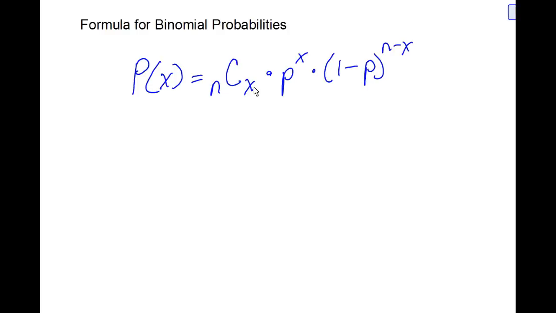of your number of trials, choose the number of successes that you want, times the probability of successes raised to however many successes you want, times the probability of a failure raised to basically the number of failures that you're looking at, because it's the total number of trials minus the successes, which would leave you with the number of failures that you're talking about. And so let's look at an example of how to do this.